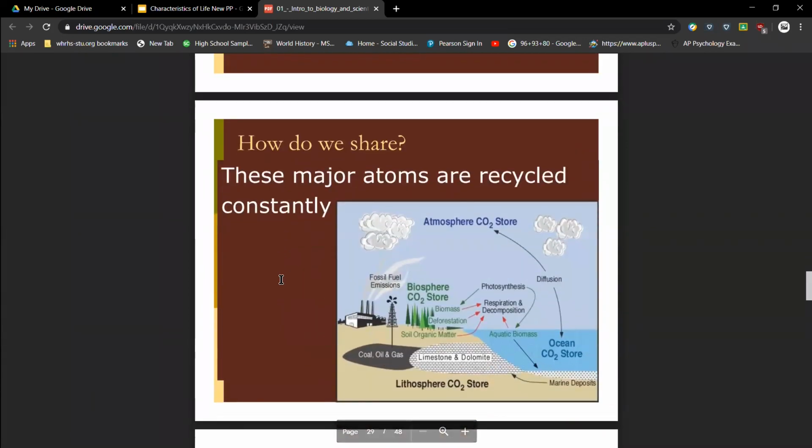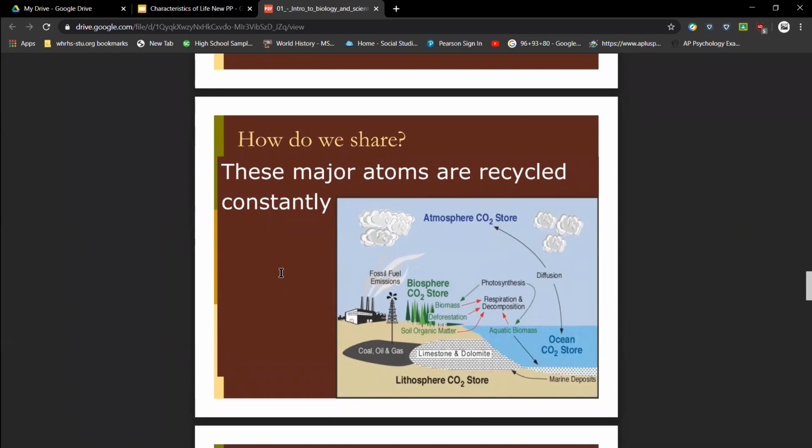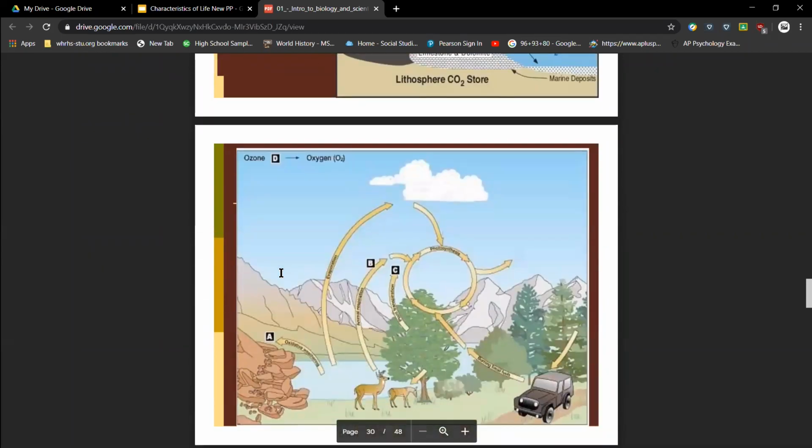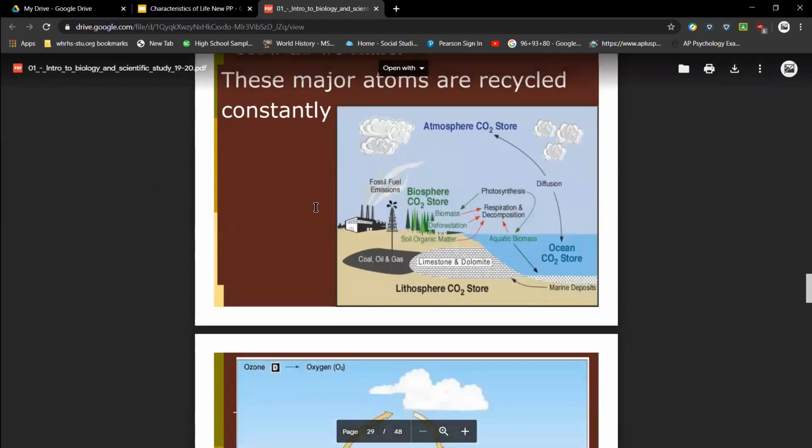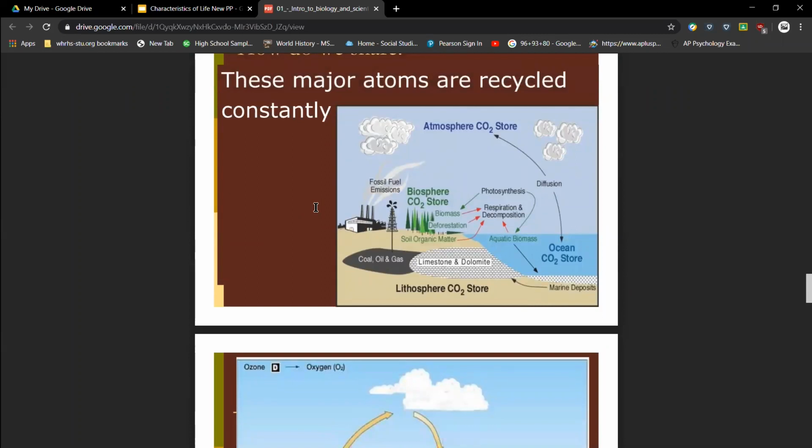So, as I said, these atoms are not just in humans, they recycle throughout the atmosphere. The example shown here is the carbon cycle, and then down here is the oxygen cycle. The carbon cycle involves the atmosphere's CO2 being transferred into what they call stores, which is like dead matter, or coal, oil, and gas, or marine deposits, or even rocks. It gets put into these reservoirs, and then we pick it out again when we burn fossil fuels.